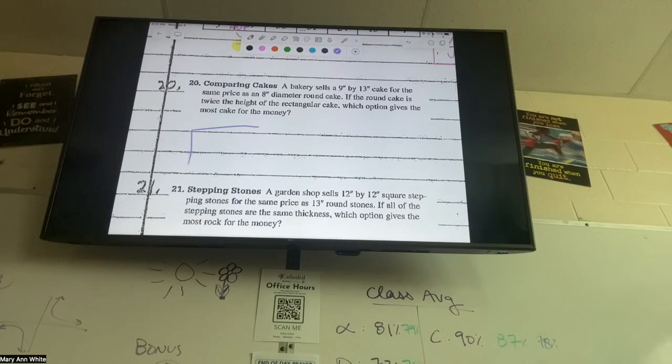I've got a rectangle and it's 9 by 13. And I've got a round cake, which means my diameter is 8. What's my radius gonna be if my diameter is 8? 4, good. I'm gonna go ahead and label that just because I think that's gonna be helpful.